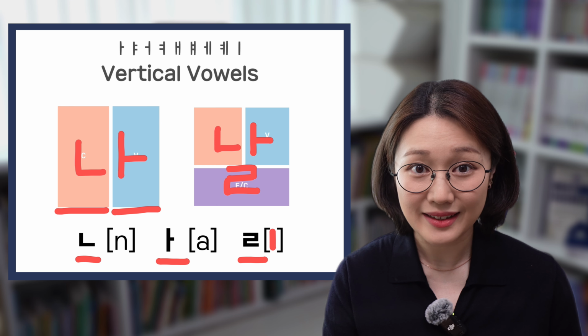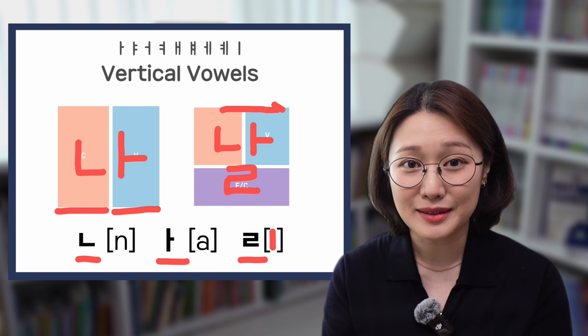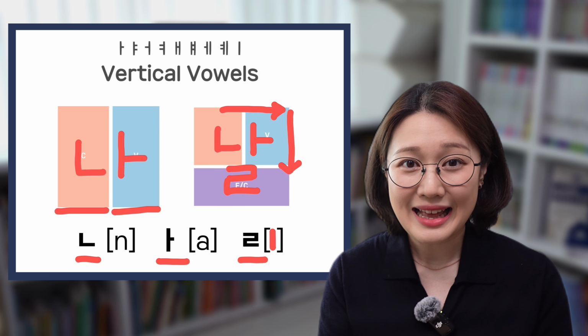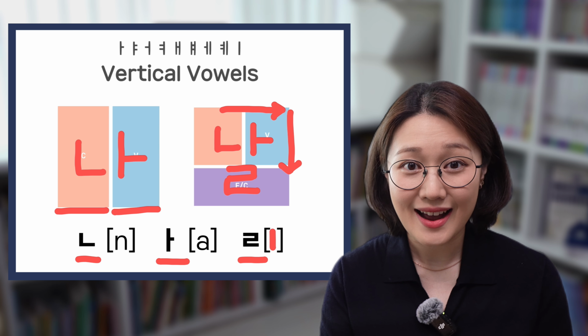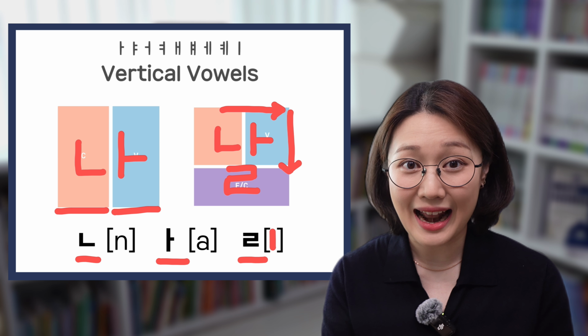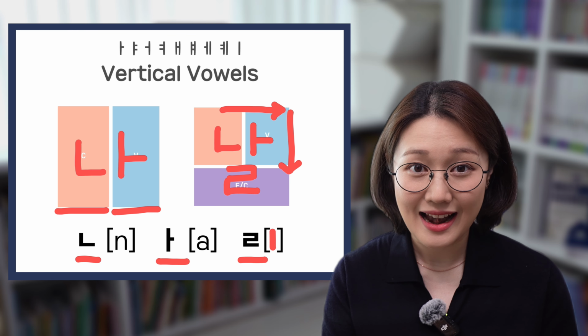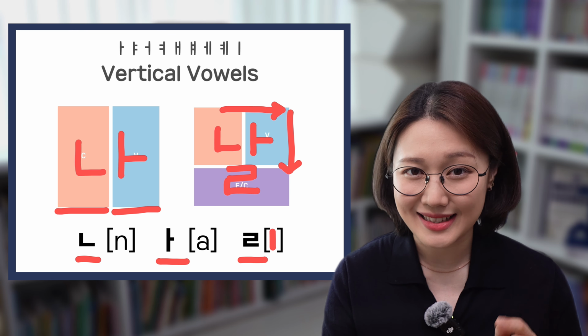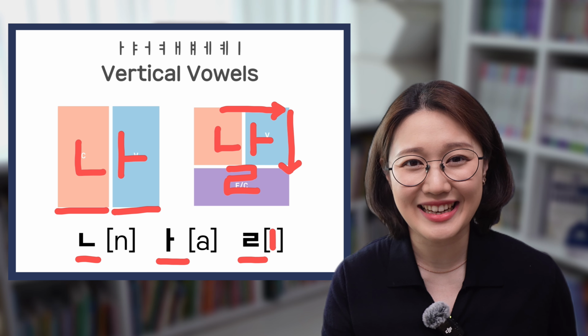Now, how do we read it? Left to right, from top to bottom. 날, 느, 아, 을. 날. 날 means day. Isn't that interesting?